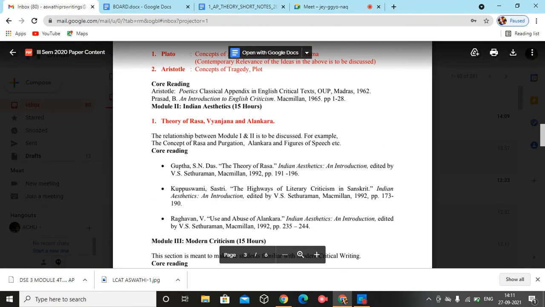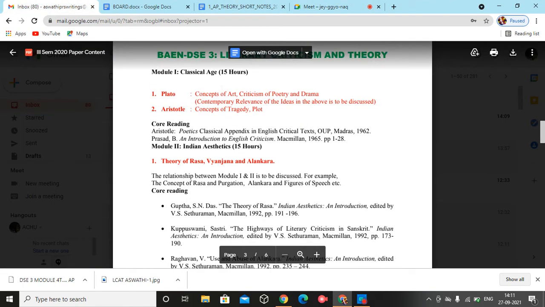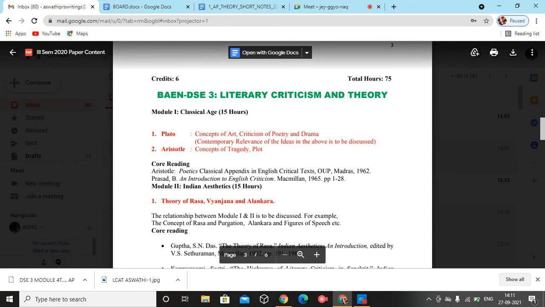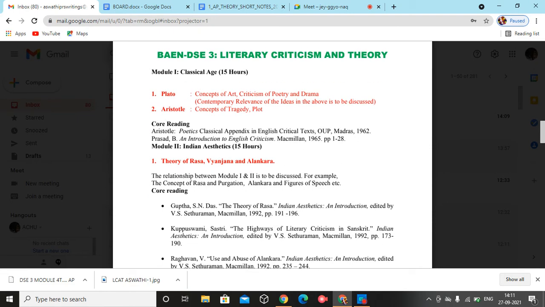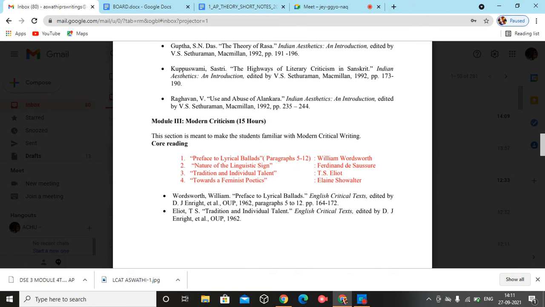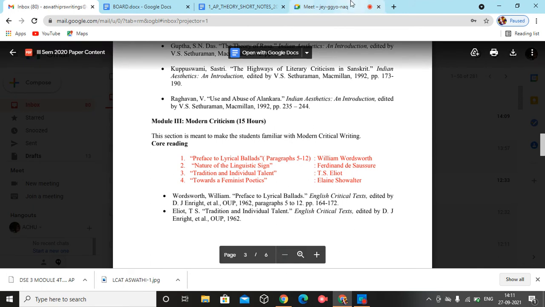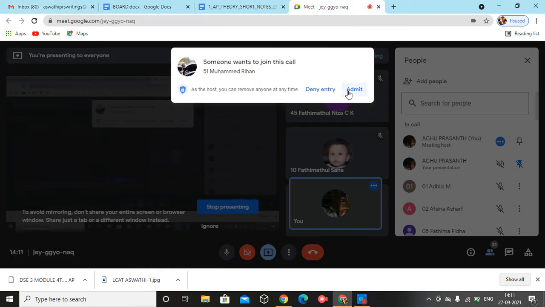We have finished module one with Plato and Aristotle. Then we moved to Indian aesthetics, the second module itself. Now, the third module you can see with four major essays on the part of some familiar figures. Most of their names are familiar to you.